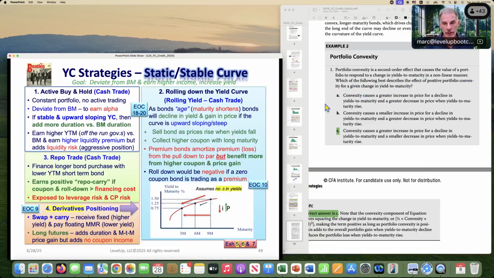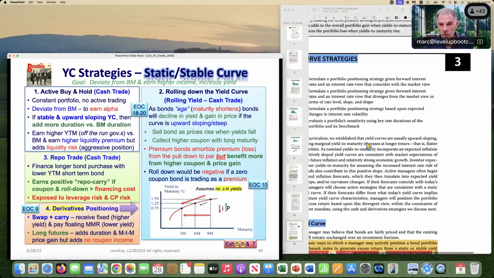If you look at answer C, it says convexity causes a greater increase in price for a decline in yields and a smaller decrease in price when yields rise. That is the definition of convexity right there. Okay.